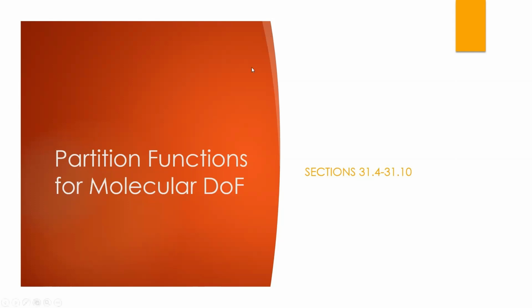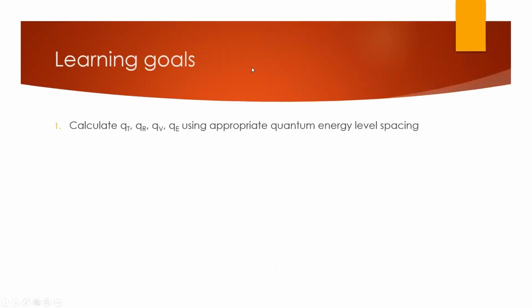So the learning goal for today is to simply calculate the translational, rotational, vibrational, and electronic partition function using the appropriate quantum mechanical energy level spacings for those degrees of freedom. We'll derive these in this lecture, but the result is just going to be mathematical equations that we can use to calculate these based on a given molecule, volume, temperature, and so on.